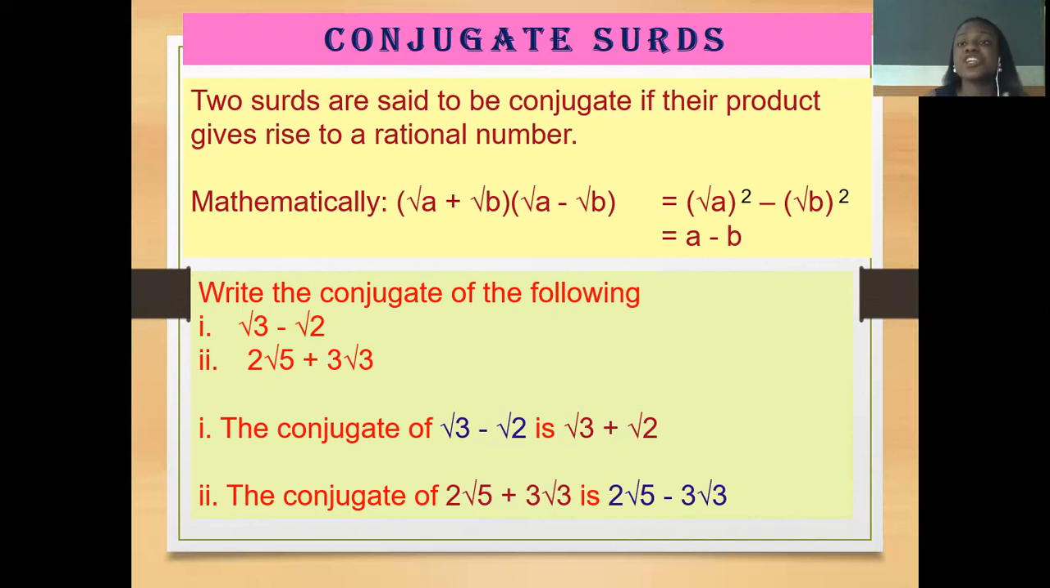So finding the conjugate of any sort is easy. All you need to do is check the sign. Don't change any of the figures, just change the sign. Okay, just change the sign.